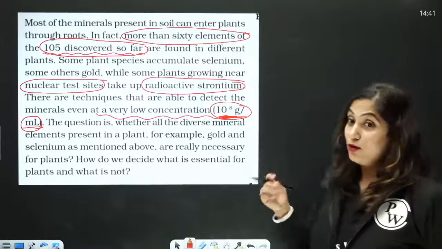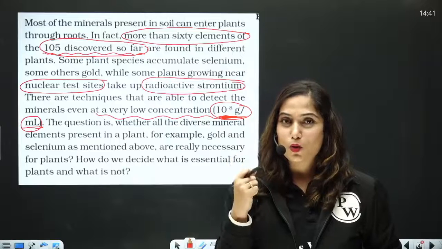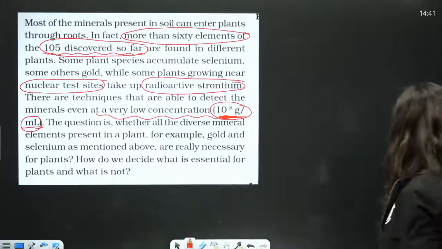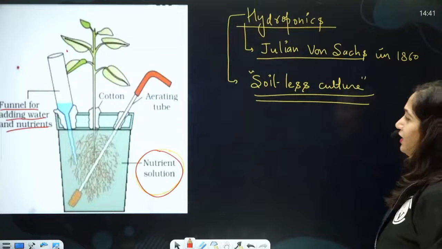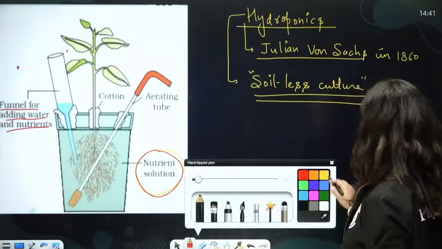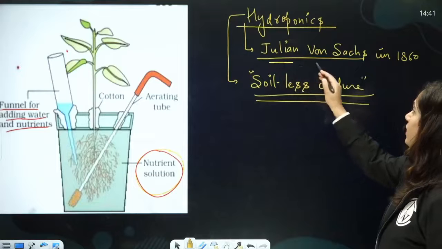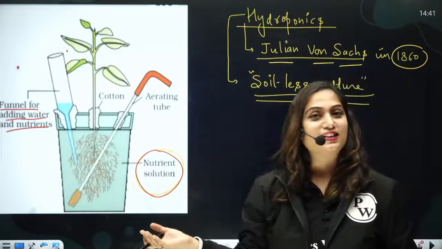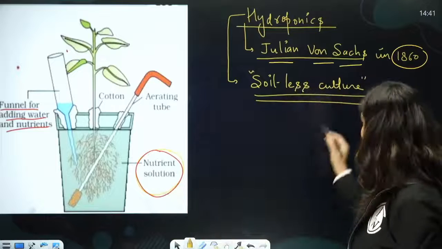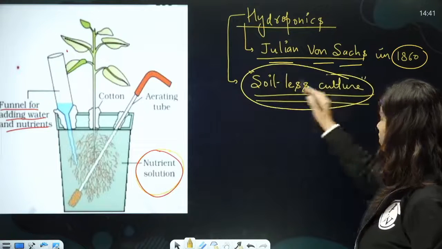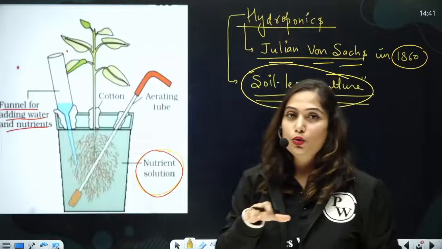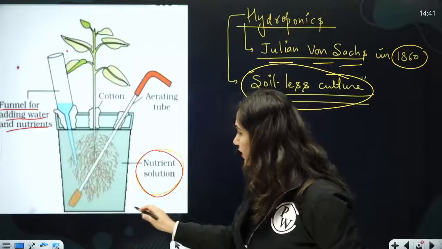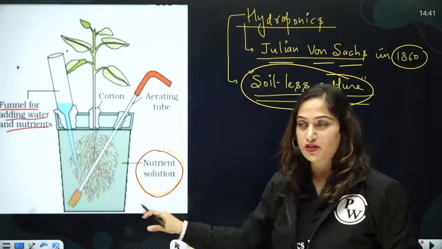So now the question is, how will I know which element is essential and which is not? Let's get to that technique, and that is hydroponics. The technique hydroponics was discovered by the scientist Julius von Sachs in 1860, given in NCERT. Hydroponics is also called soil-less culture. That means we do not need soil to grow plants. We take a nutrient medium. You can see this is the diagram of NCERT.